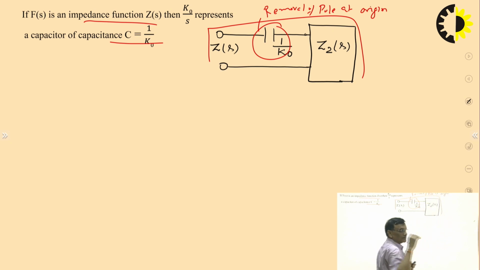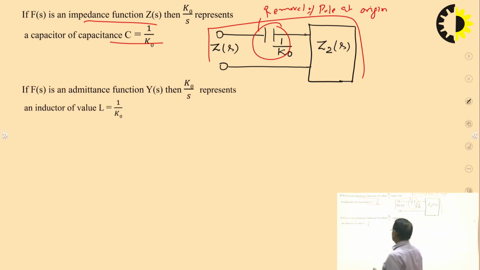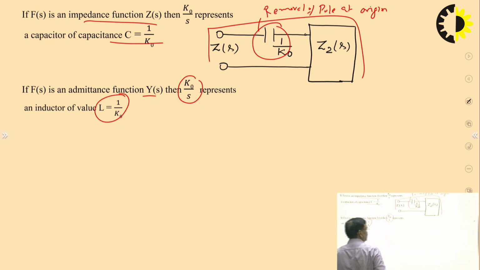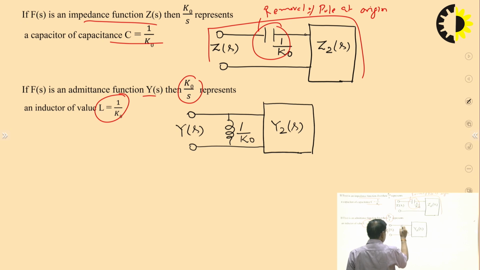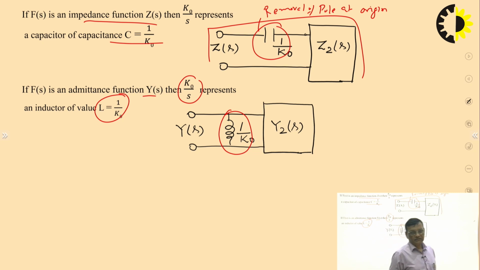And then the remaining function. Then we check whether there is a zero or pole or whatever function, then we carry out. If the function is admittance Y(s), then this represents an inductor of inductance 1 by K0. So this is the circuit. If it is admittance, then we are getting one inductor and the remaining function. So removal of the pole at the origin: if the function is impedance, we get the capacitor; if the function is admittance, we get the inductor.